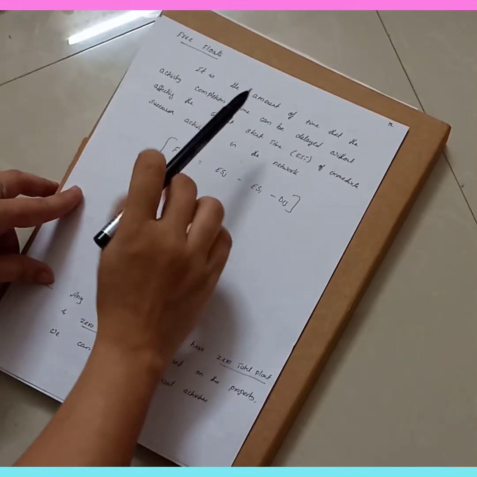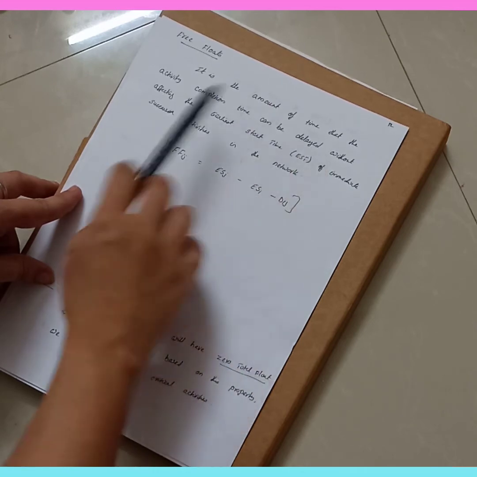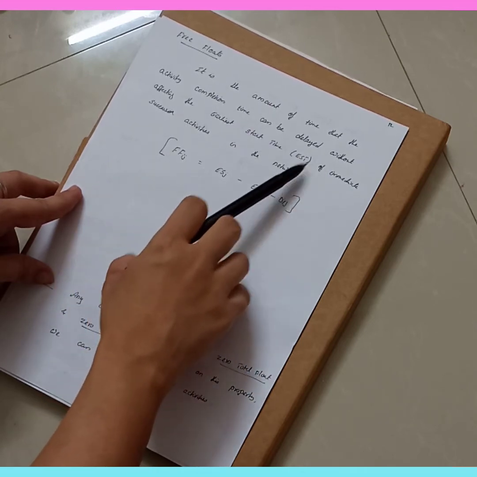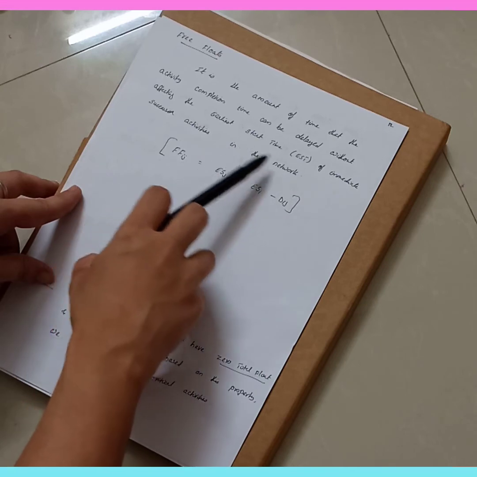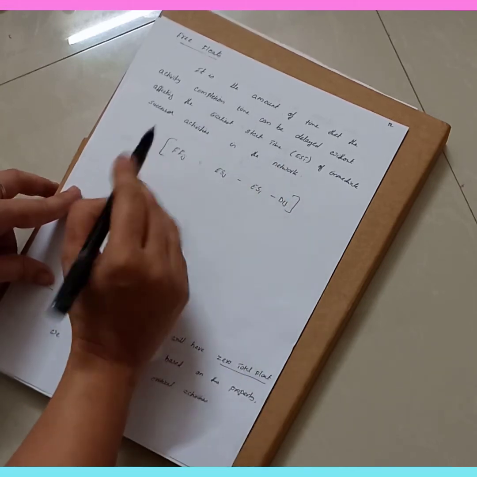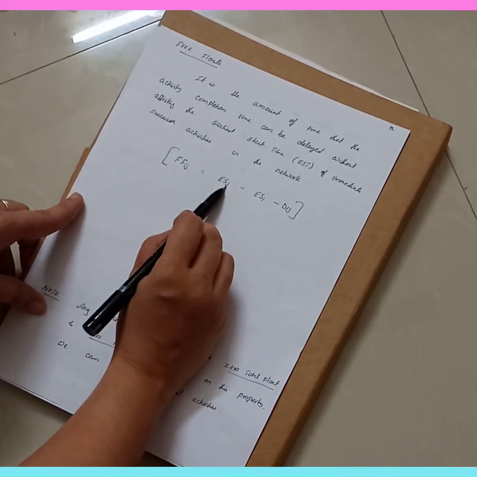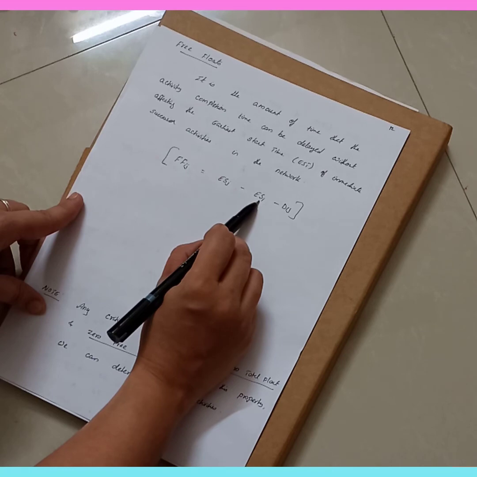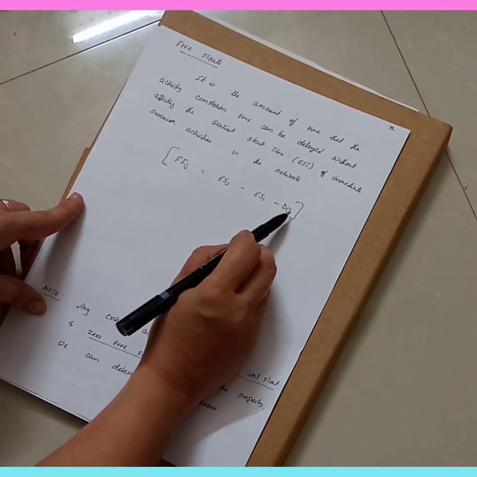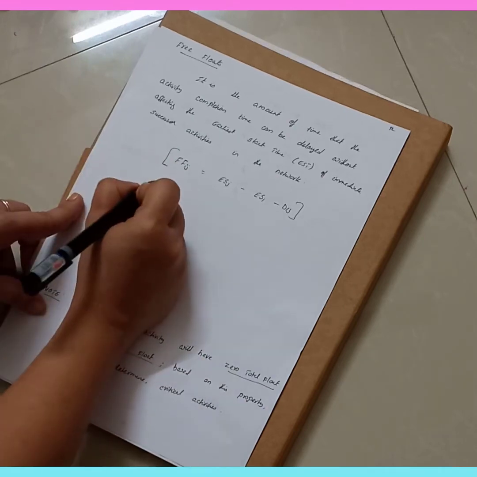Free float is the amount of time that the activity completion time can be delayed without affecting the earliest start time of immediate successor activities in the network. Here we are considering only the earliest start time. So it is given by the formula: free float is equal to the earliest start time of the ending activity minus the earliest start time of the starting activity minus the duration. Using this formula we are calculating the free float for each and every activity.